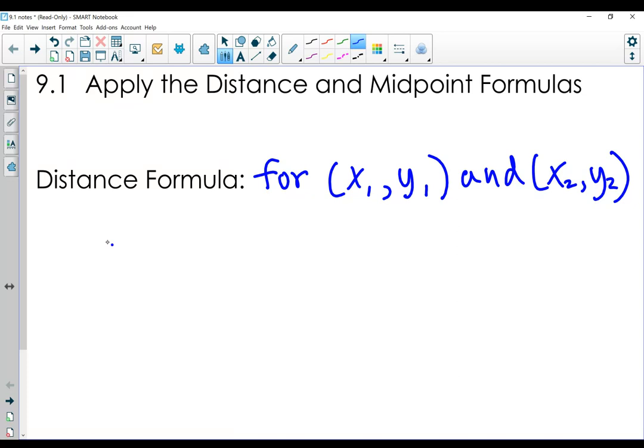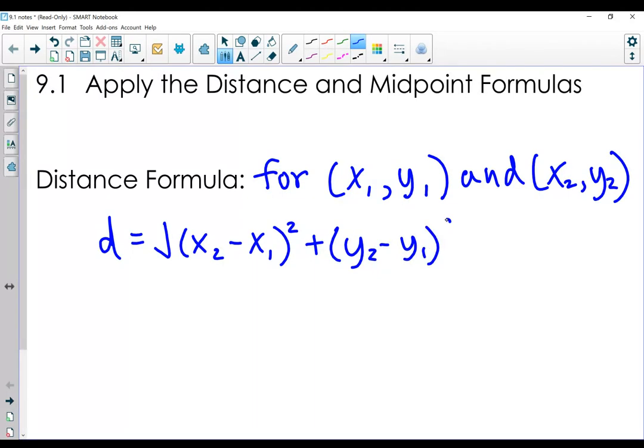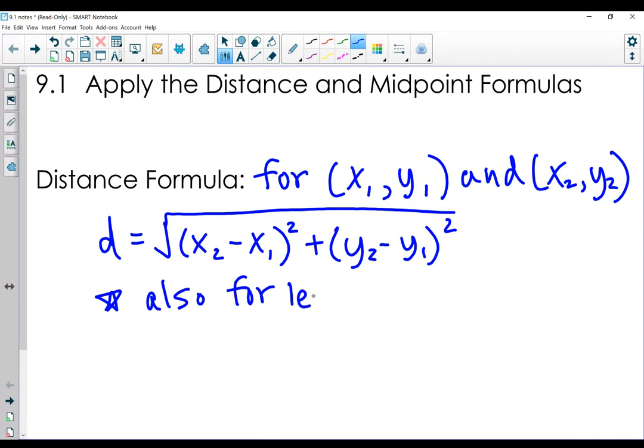The distance formula is d equals the square root of the quantity x2 minus x1 squared plus the quantity y2 minus y1 squared. Now remember that the distance between 2 points is really the same thing as the length of a line segment connecting them. So this can also be used for length. And we'll just make a note of that.